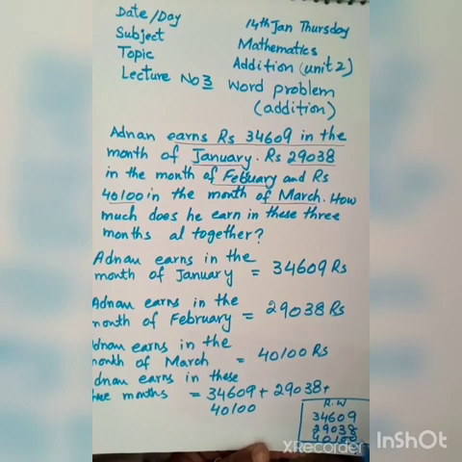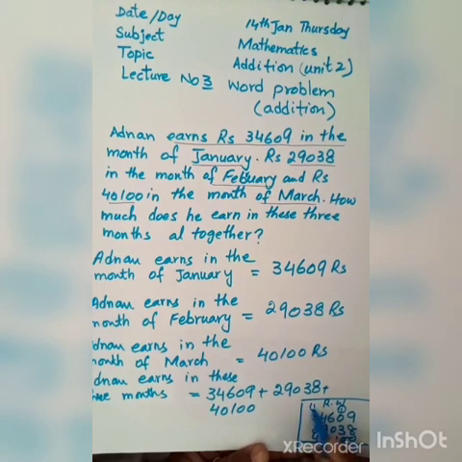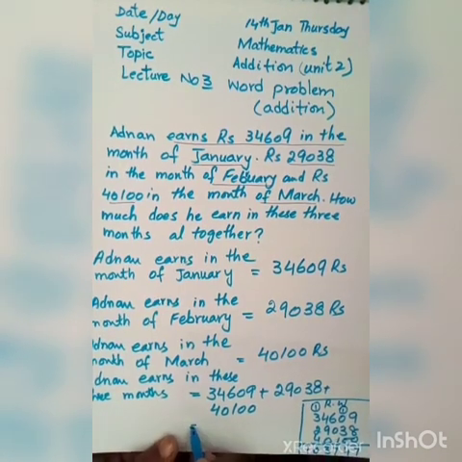8 + 9 is 17. 1 is here. 3 + 1 is 4 is here. 6 + 1 is 7 is here. 9 + 4 is 13 is here and 1 is here. 3 + 1 is 4, 4, 4, 8 and 2 is 10.